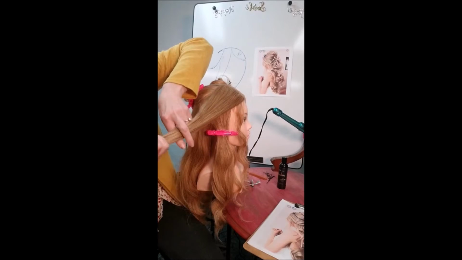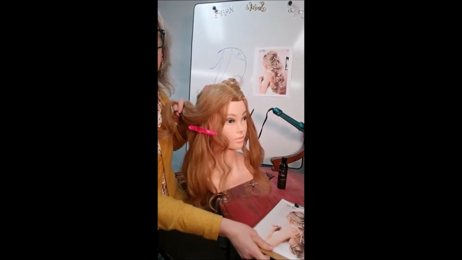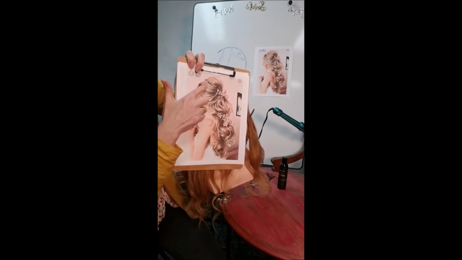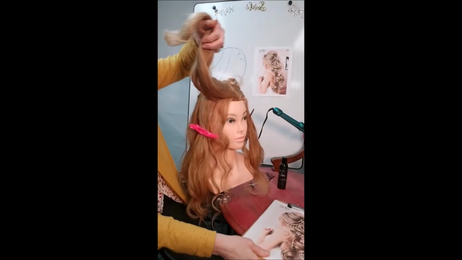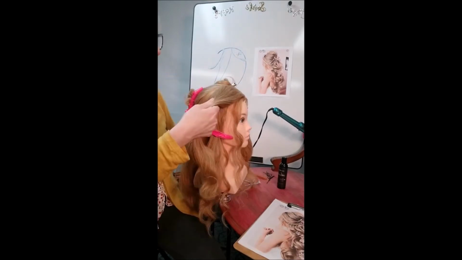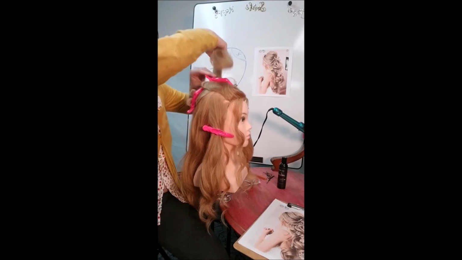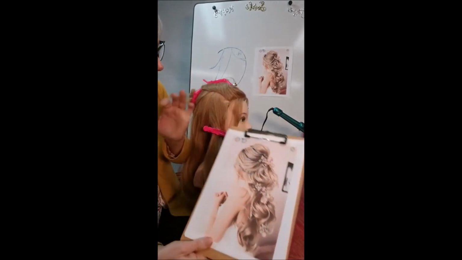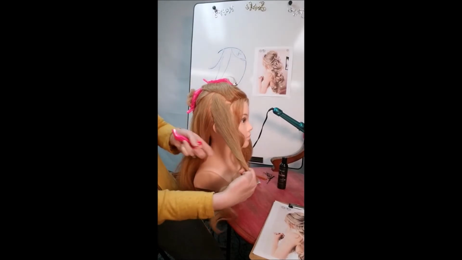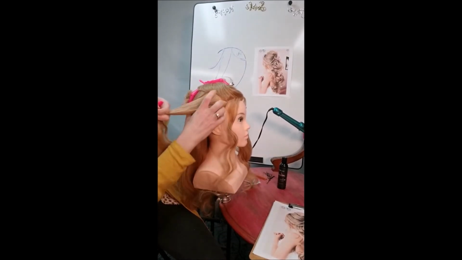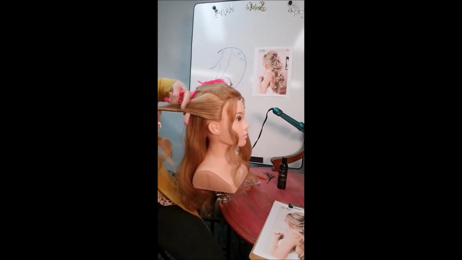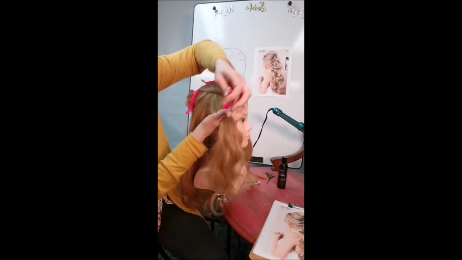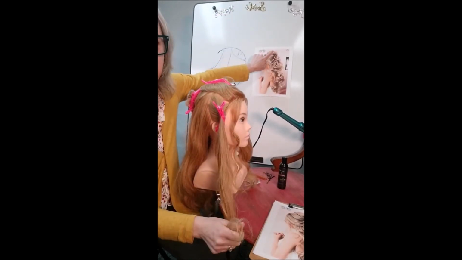So in looking at the photo, we have fringe in the front around her face. We have this dip here, which is this section right here. And we have this dip here on the side. So section 2 and 3 are the sides. So this dip here becomes the side.